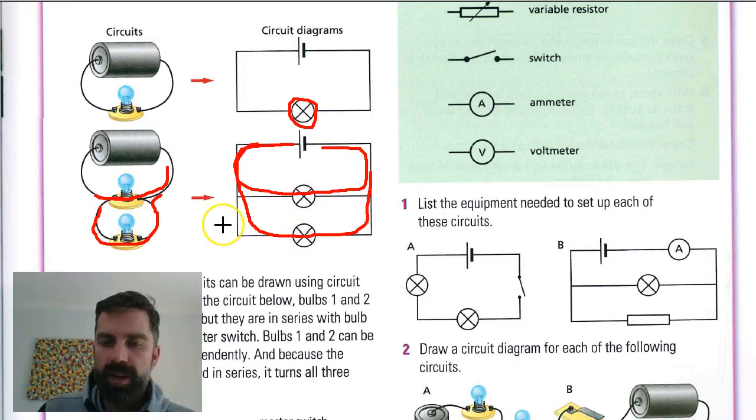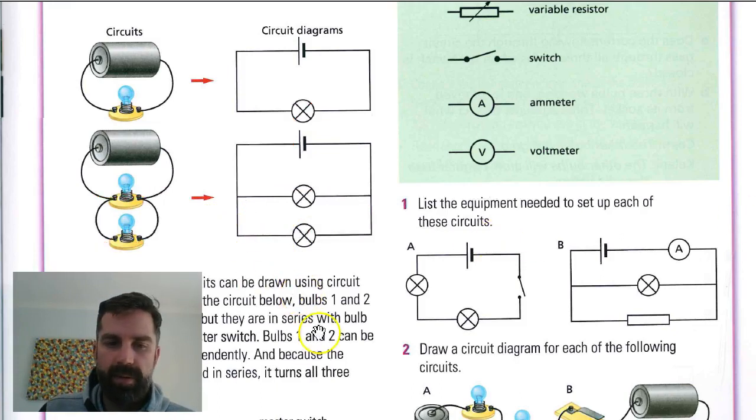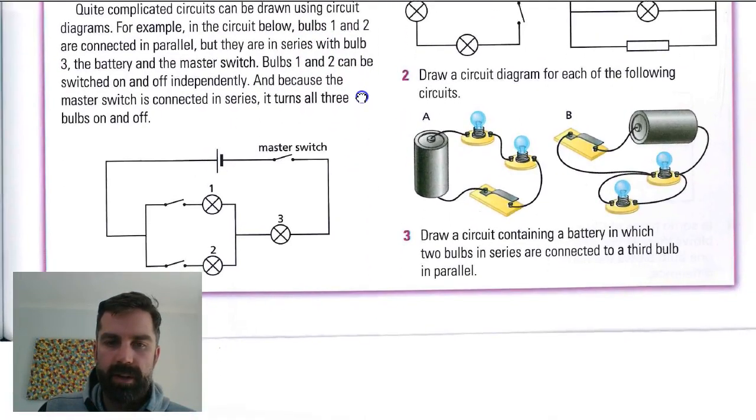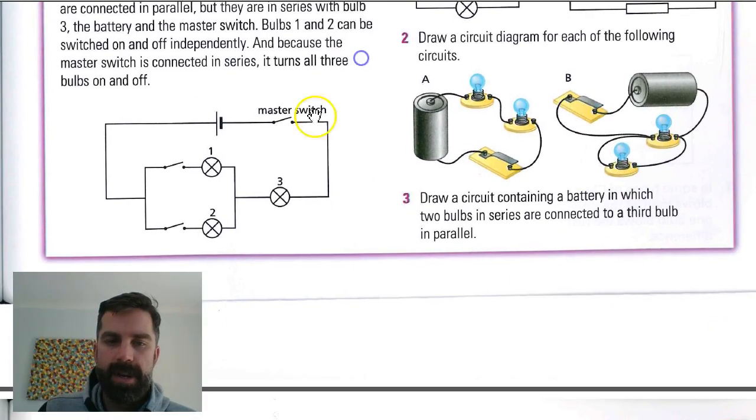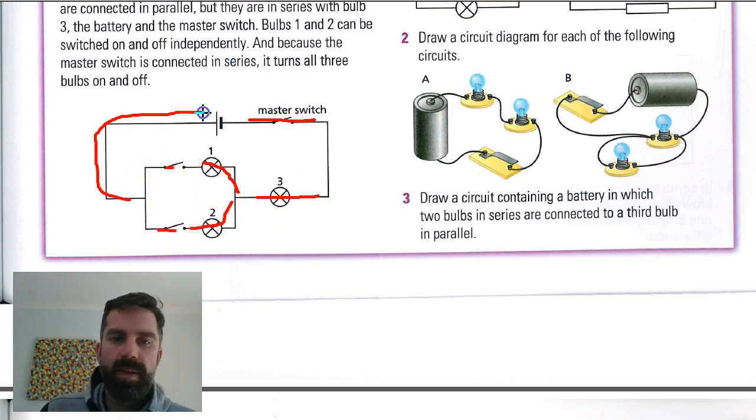So we can draw really complicated circuits with these. For example, if we go down a little bit further, there's this quite complicated circuit here where we've got a switch, we've got a globe, and then we've got two other possible globes with switches as well, and then that completes the circuit from there.